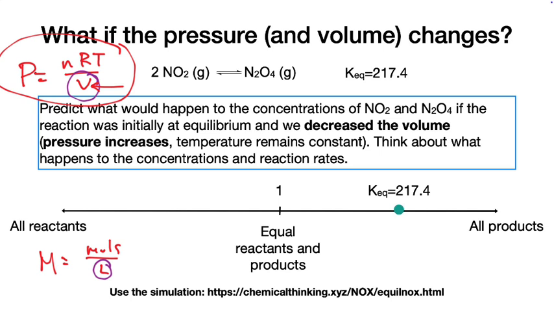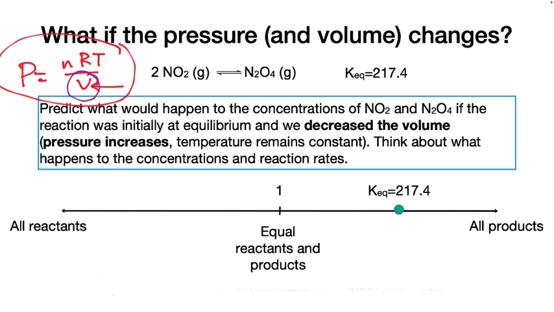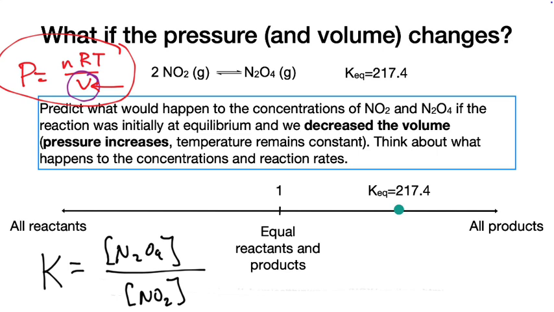Did anybody write down the K expression? Does silence mean no? No, you didn't? Okay. If we take a look at the K expression, products, N2O4, over NO2 squared. Since we're decreasing the volume, both our concentrations are going to increase, right? And they should increase with the exact same magnitude because there is no way to differentiate those. So let's just say it doubled.